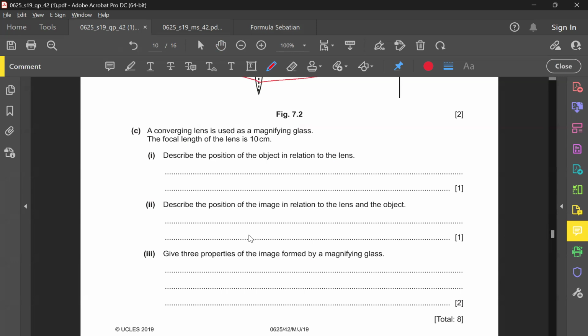It's magnified, magnifying glass, right? It's either magnified, diminished, real, virtual, or upright, inverted.